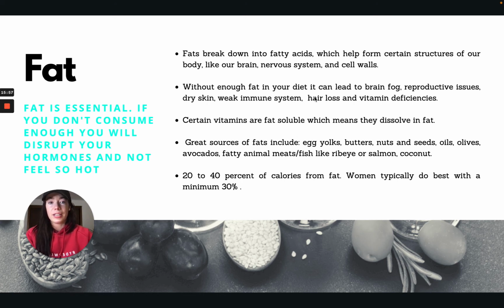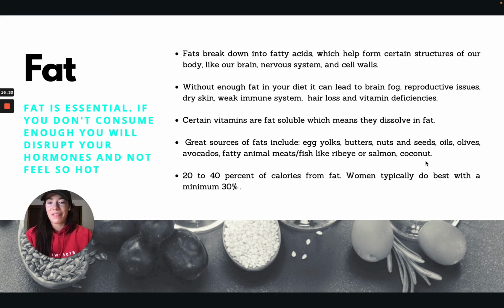Without enough fat, it can lead to brain fog, reproductive issues, dry skin, weak immune system, hair loss, and vitamin deficiencies. And the reason you can have deficiencies is because there's certain vitamins that are fat soluble, which means they dissolve in fat. So if you've ever read on your vitamin D bottle, it says, eat this with a meal. And the reason they're saying that is because if you don't have any fat that you're eating it with, then the vitamin D won't absorb correctly in your body. Right? Super important. They don't teach this in school.